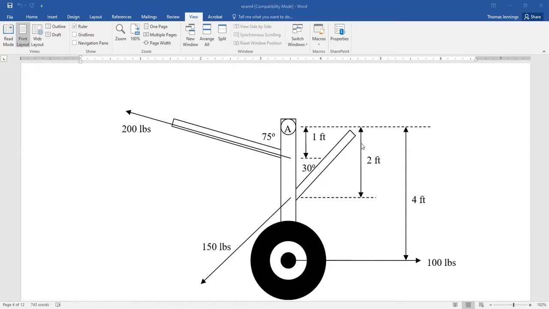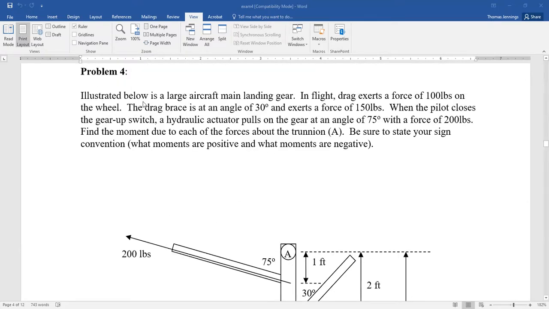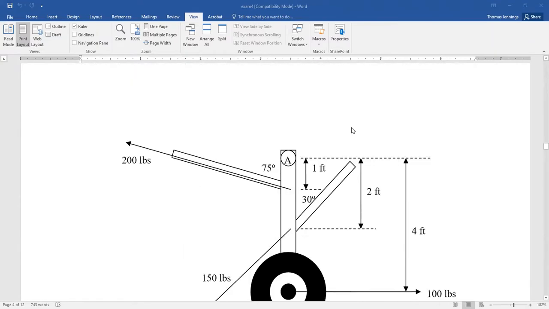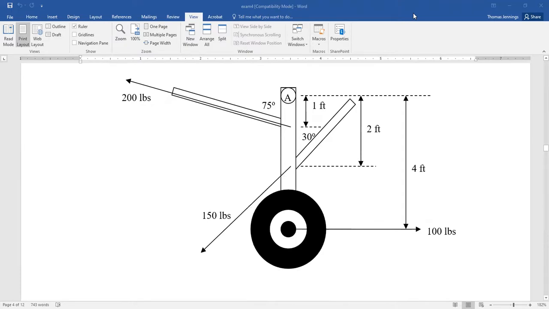And be careful of the angles here. The angle there is 75 degrees to vertical. So you've got to be careful about how the angles are detailed. Here we've got 30 degrees. Actually, no, excuse me, I'm wrong on that. 30 degrees is also to vertical, not horizontal. So let's get that drawn right on here. All right, so we've got an angle of 30 degrees here, and I think I actually specify that. The drag brace is at an angle of 30 degrees, and the hydraulic actuator is at an angle of 75.